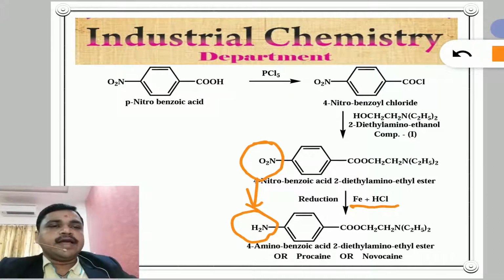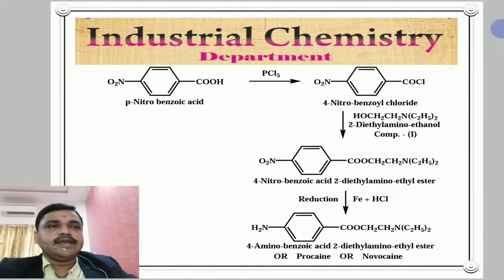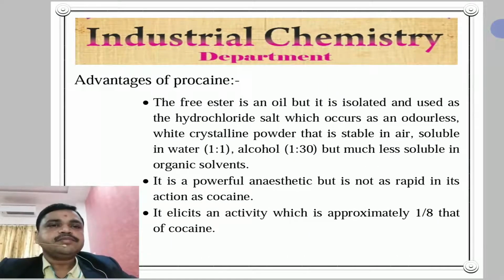It is known as procaine, or novocaine. The IUPAC nomenclature is 4-aminobenzoic acid 2-diethylaminoethyl ester. So from this route we synthesize procaine or novocaine. Now the medicinal application of procaine or novocaine.